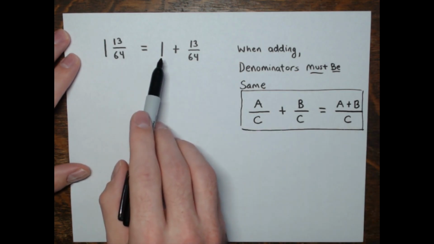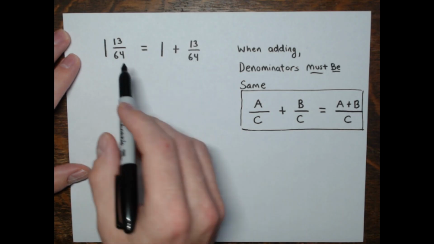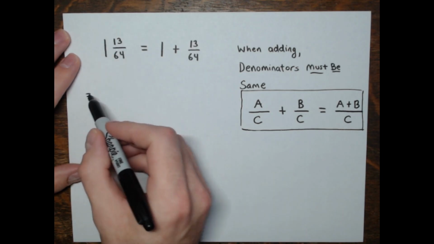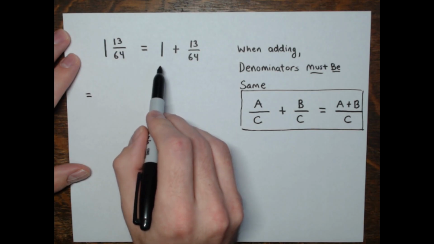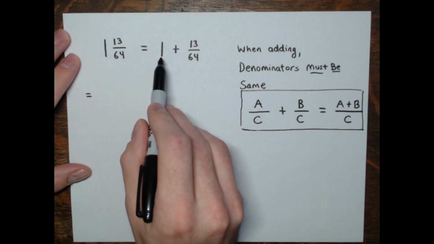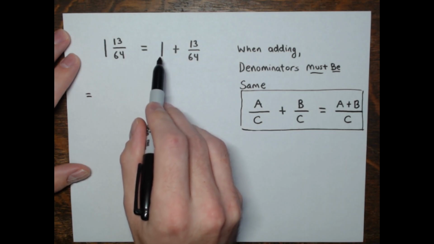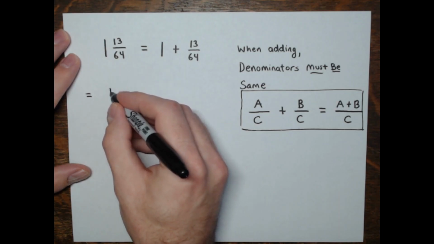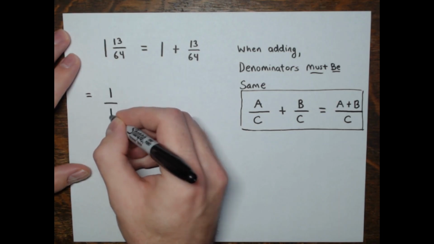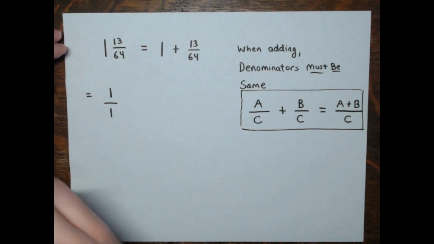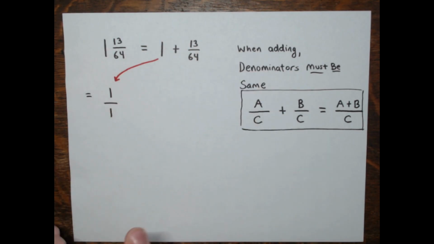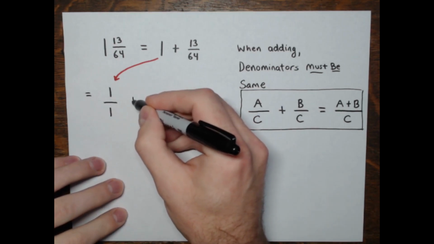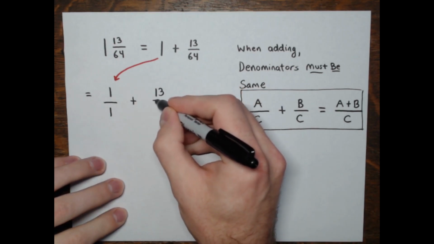Well, at the moment, I have 1 plus 13/64, 1 and 13/64. For a whole number, they don't write the denominator. But every whole number, every integer, has a denominator of 1. You can write 1 as 1 over 1, or 1 divided by 1. That's the same as 1. And then we're adding to this 13/64.